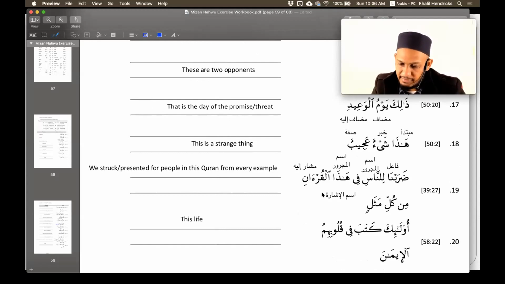Good. Carry on. Min. Okay, min is another harful jar. Yes, good. And then kulli is ismun majrur. And kulli mathalin.